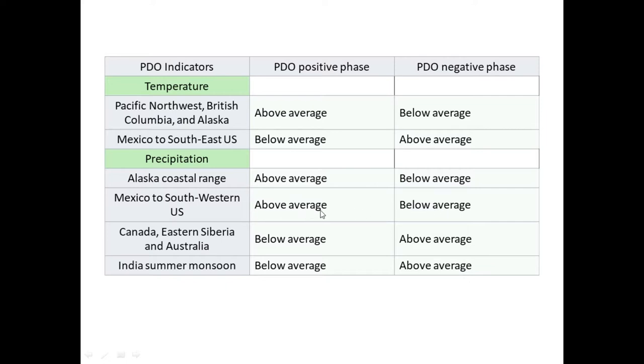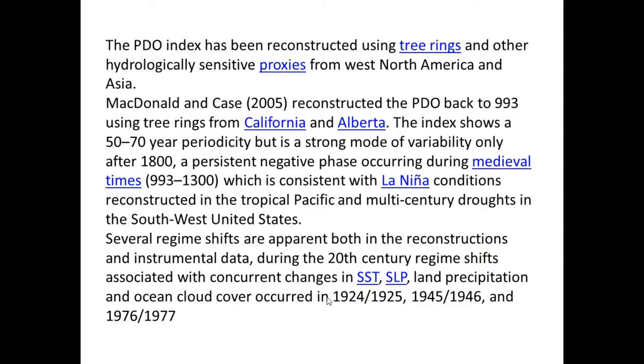So you can see that the positive and negative are exact flip-flops of whatever is here; the exact opposite is in the other column. And then the summer monsoon. Canada, eastern Siberia, Australia. Precipitation is below average, and then the negative phase is above average. That's a summation of what's happening with the PDO, how it's affecting the conditions in whatever region you may be.